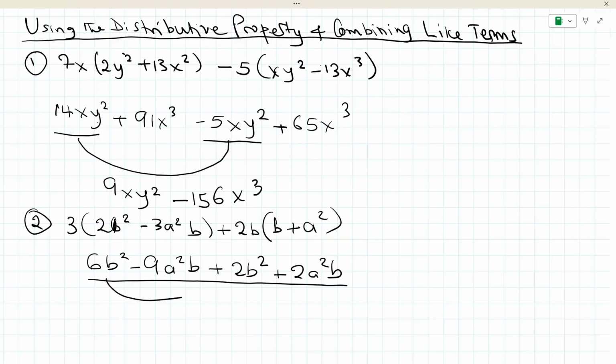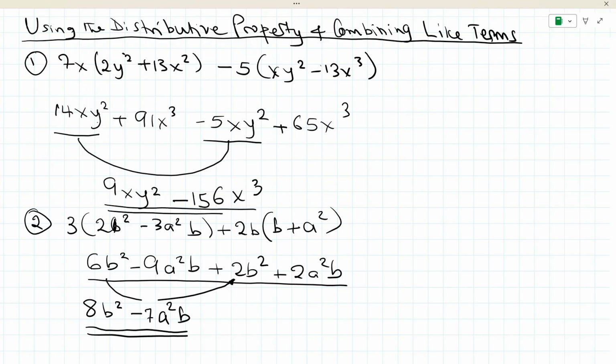So 6b squared plus 2b squared will give us 8b squared. And minus 9a squared b plus 2a squared b will leave us with minus 7a squared b. Let's write it better. It will be minus 7a squared b. And that will be our final answer, just as this one was our final answer.